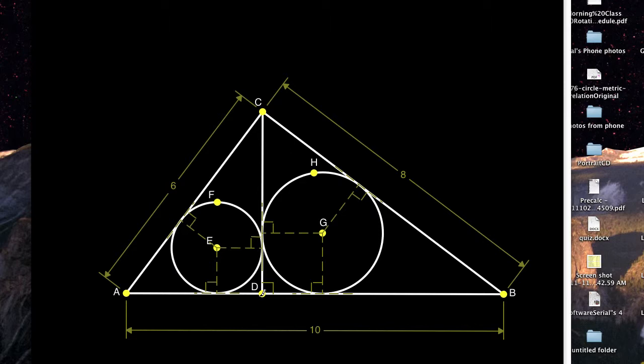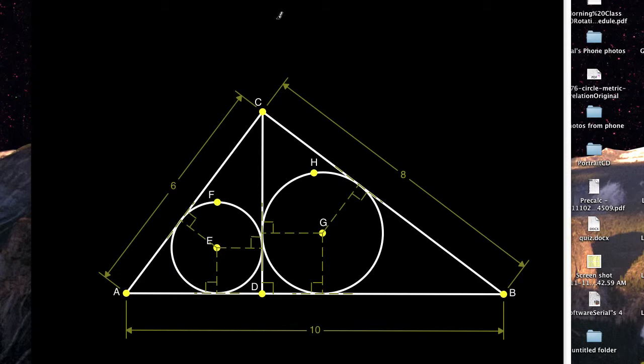Now, we've discussed this before, so I'm not going to go into detail, but this smaller triangle and this larger triangle are similar triangles. And it also turns out that both of these triangles are similar to the original triangle ABC. So we have three sets of similar triangles here.